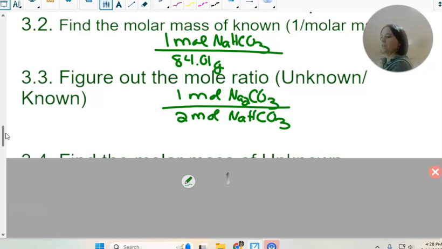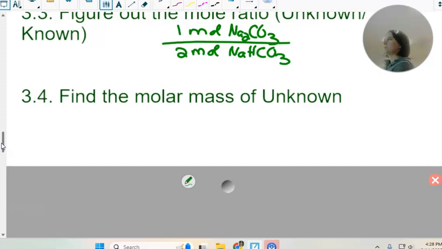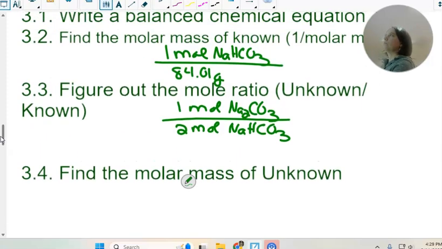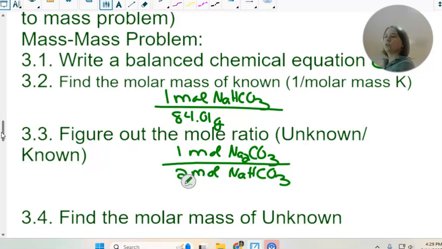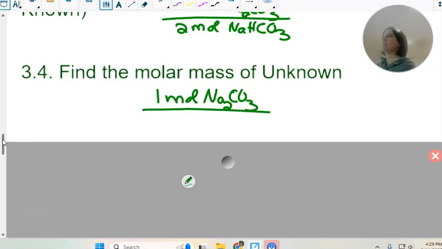2 moles sodium bicarbonate. Then we're going to find the molar mass of the unknown. So our unknown, as we know, it's what we're going for, the theoretical yield of sodium carbonate. So 1 mole sodium carbonate, and then we might have to flip this around, find its molar mass. Okay, did you find 105.99 grams? If so, good job.